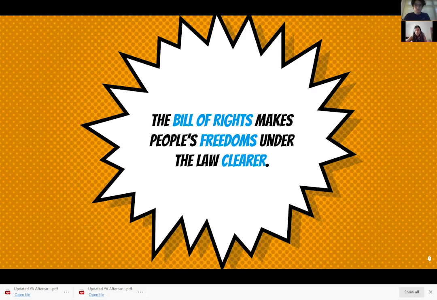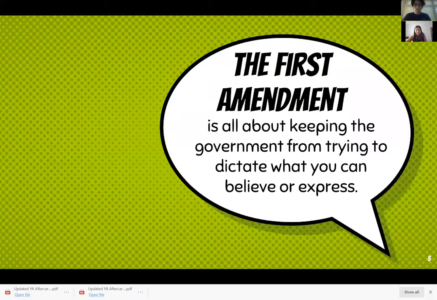The First Amendment is in the Bill of Rights, and it's all about keeping the government from trying to dictate what you can believe or express, what you can say, and what you can do.